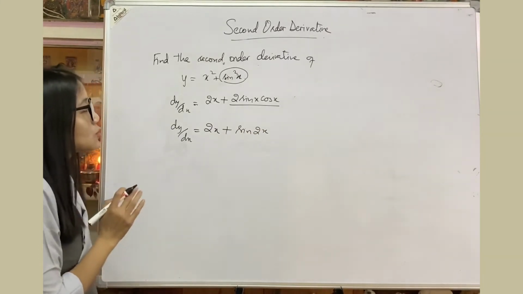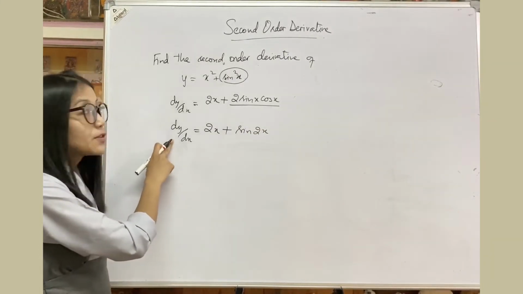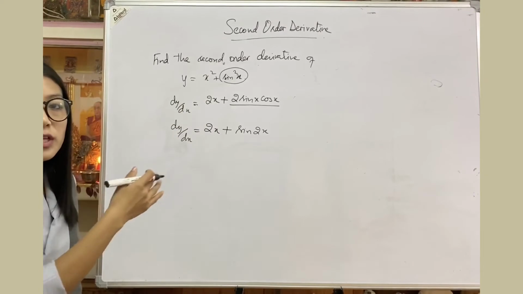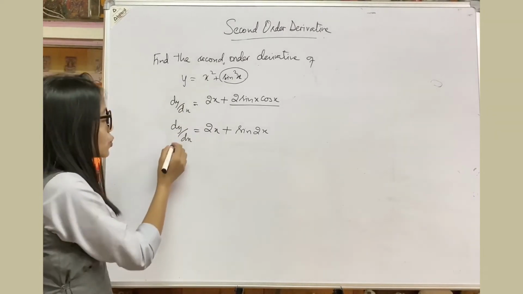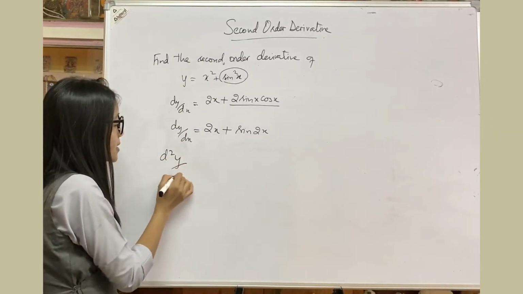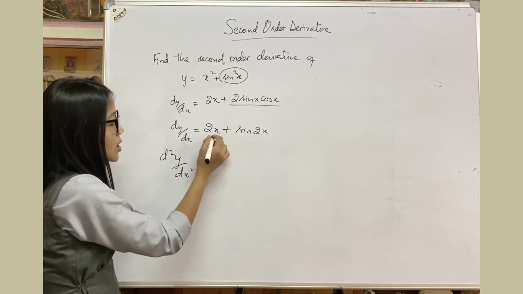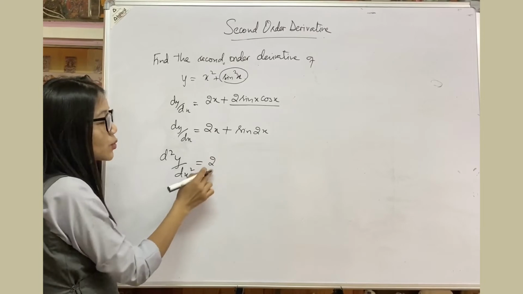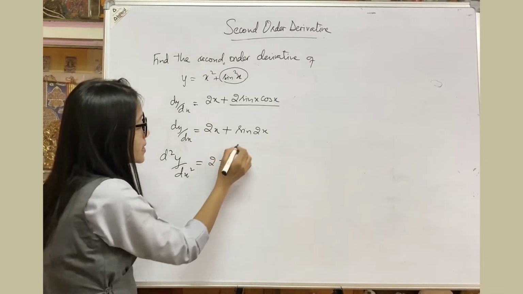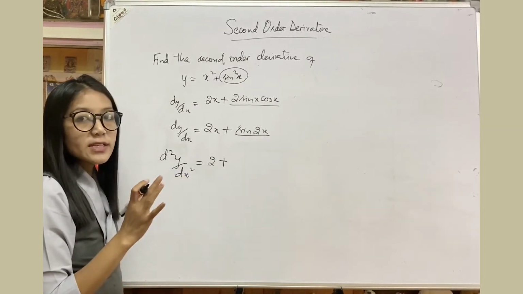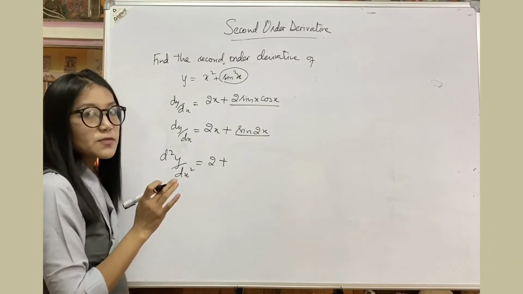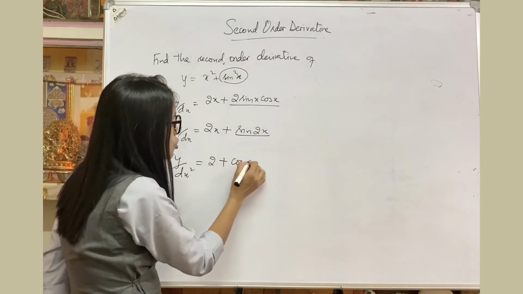Okay, now this is your first order derivative. Now to find the second order derivative, you need to differentiate that again. So that is d2y by dx square. So this is equal to, now again you have to differentiate this. So that is 2, the derivative of 2x is 2, plus, first you will differentiate this as a whole, it is a function of sine. So what is the derivative of sine? It is cos. So that is cos 2x.